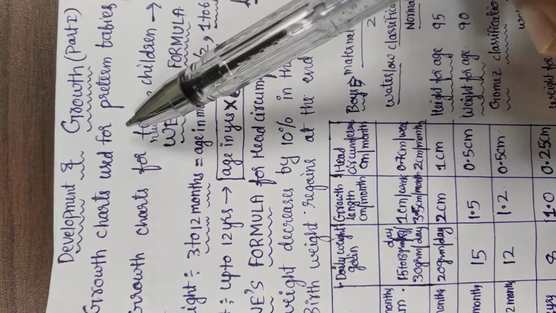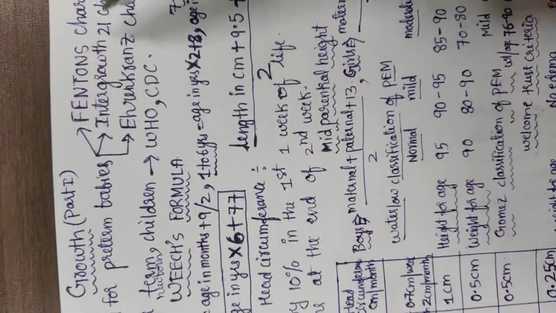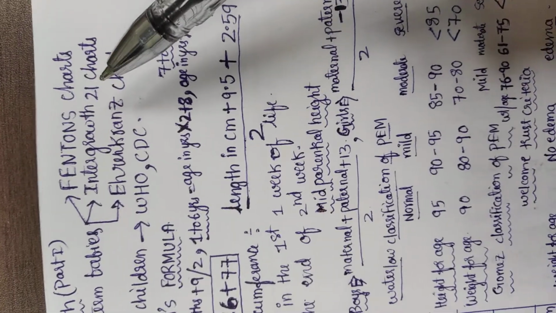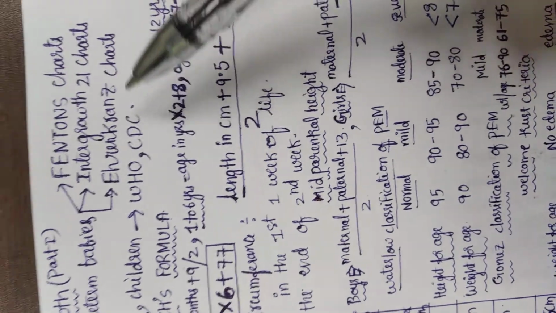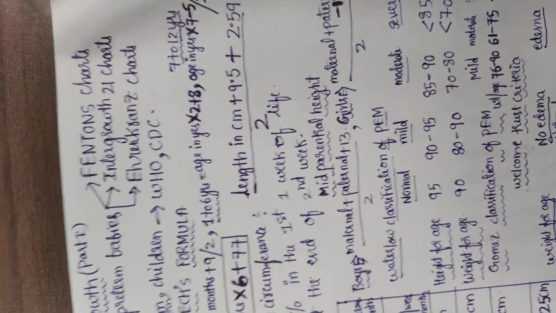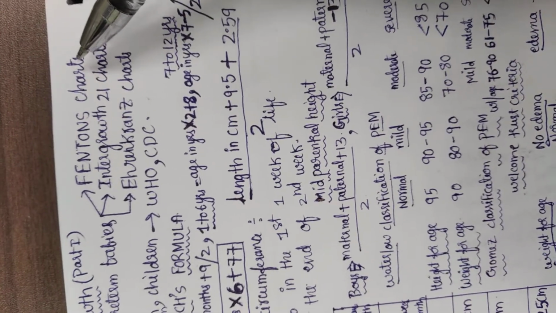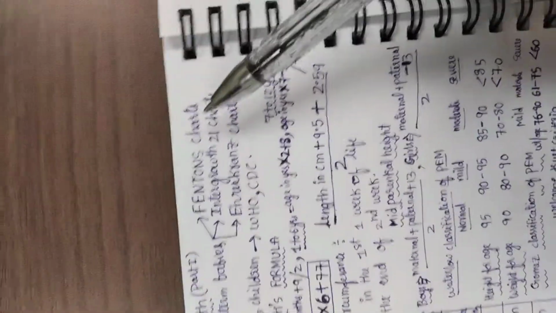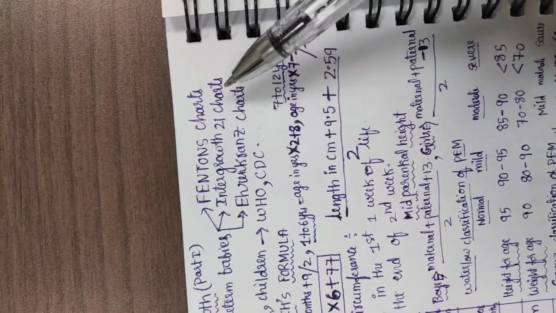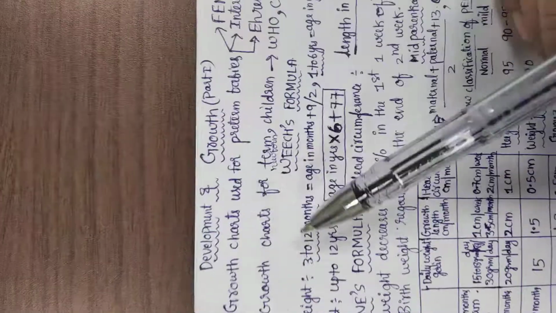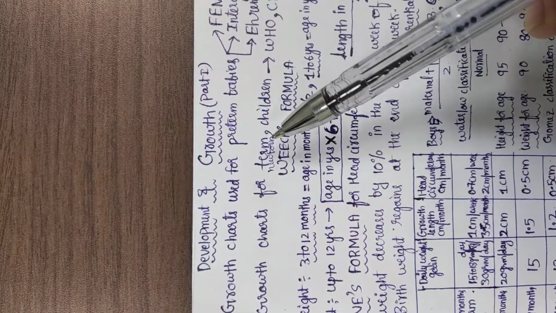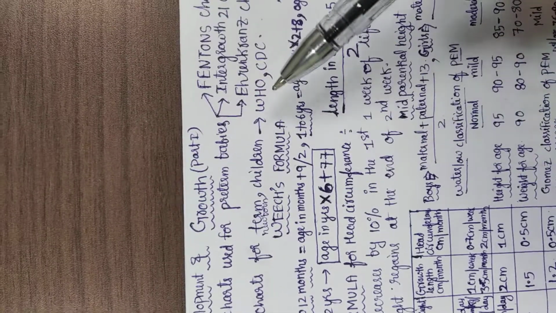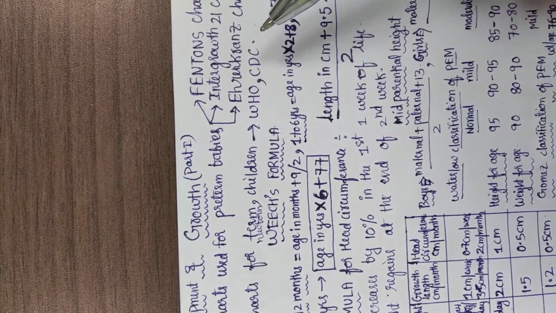Growth charts used for preterm babies are Fenton's charts, Intergrowth-21 charts, and Heron-Kranz charts. Commonly used growth charts are Fenton's charts and Heron-Kranz charts. Growth charts for term newborns and children are the World Health Organization and Center for Disease Control charts.